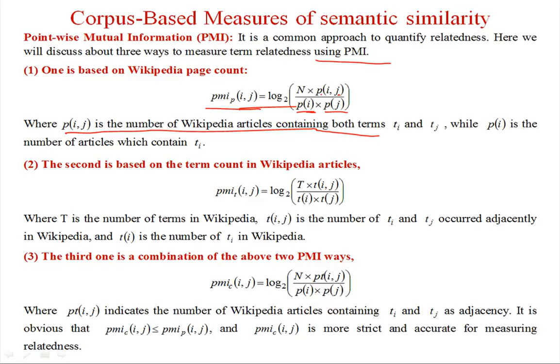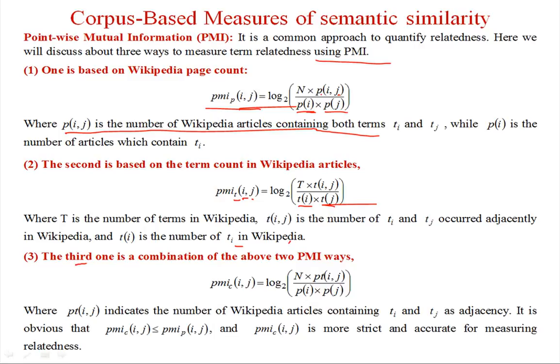The second is based on the term count in Wikipedia articles. Point-wise mutual information based on term count of terms i and j can be calculated as log base 2 of T times Tij over Ti times Tj, where T is the number of terms in Wikipedia, and Tij is the number of times Ti and Tj occur adjacently in Wikipedia. Ti is the number of occurrences of term Ti in Wikipedia, and Tj is the number of occurrences of term Tj in Wikipedia.